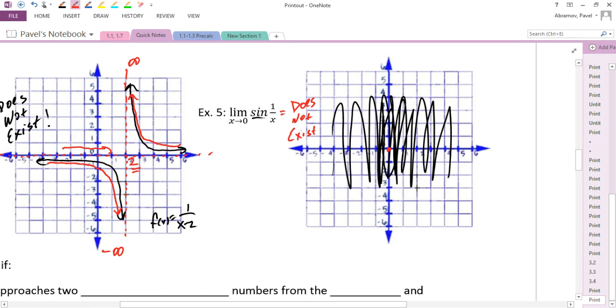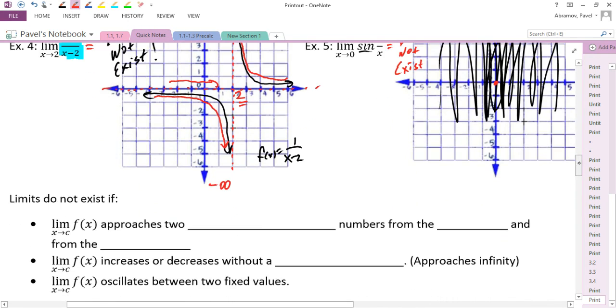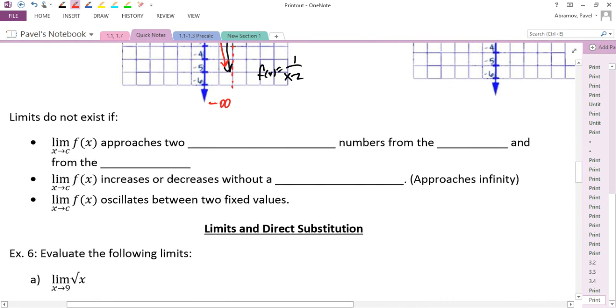You don't need to worry about this one too much right now, or at all, really. I just wanted to show you another one. So, to summarize, there are three types of limits that do not exist.